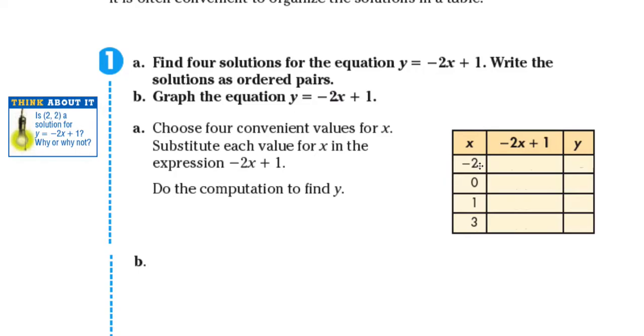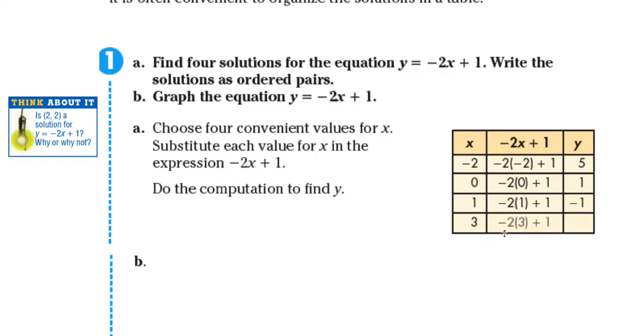From there we substitute negative 2 for x, so we end up with negative 2 times negative 2 plus 1, which has a value of y of 5, because negative 2 times negative 2 is positive 4, plus 1 is 5. If we substitute 0 for x, the value of y would be 1. Substitute 1 for x, the value of y would be negative 1.